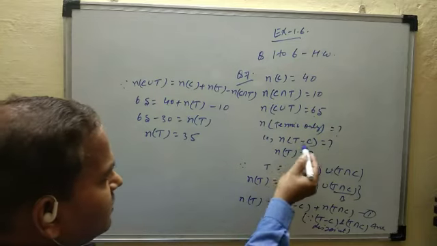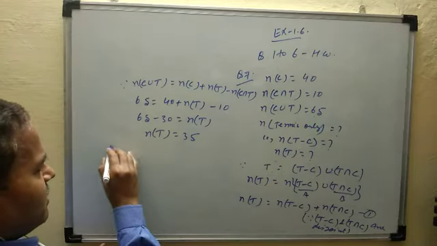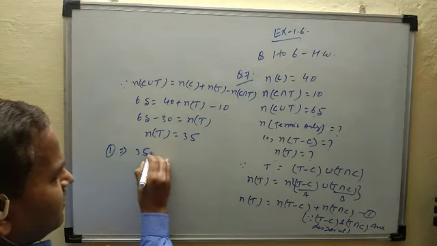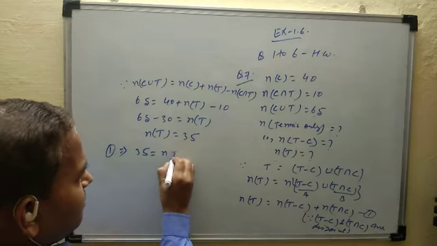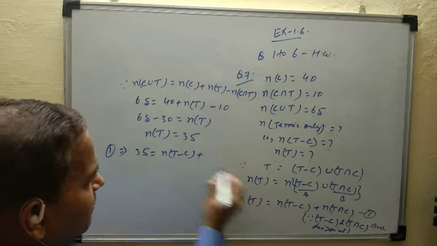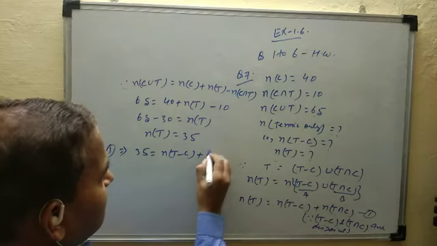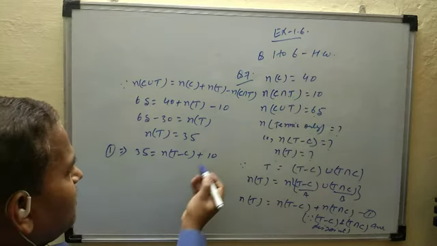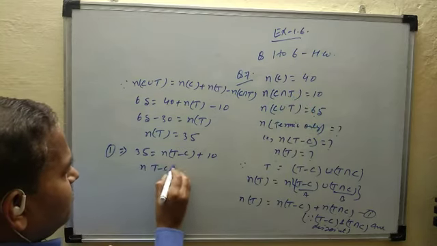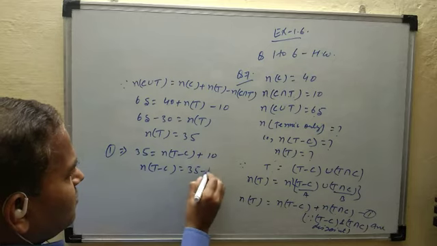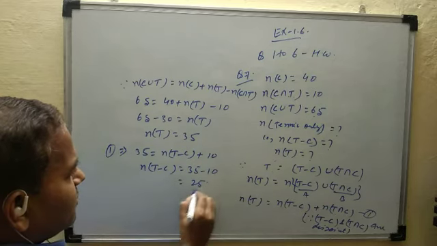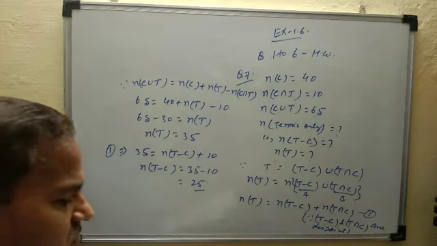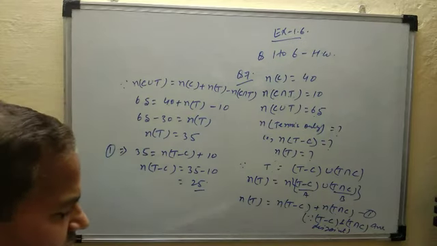Now find number of T minus C. So first, number of T is 35, T minus C is not given, and plus T intersection C, that is 10. Here C intersection T or T intersection C, both are the same. So number of T minus C is equal to 35 minus 10 is equal to 25. So only tennis, not cricket, is equal to 25. This is question number 7.